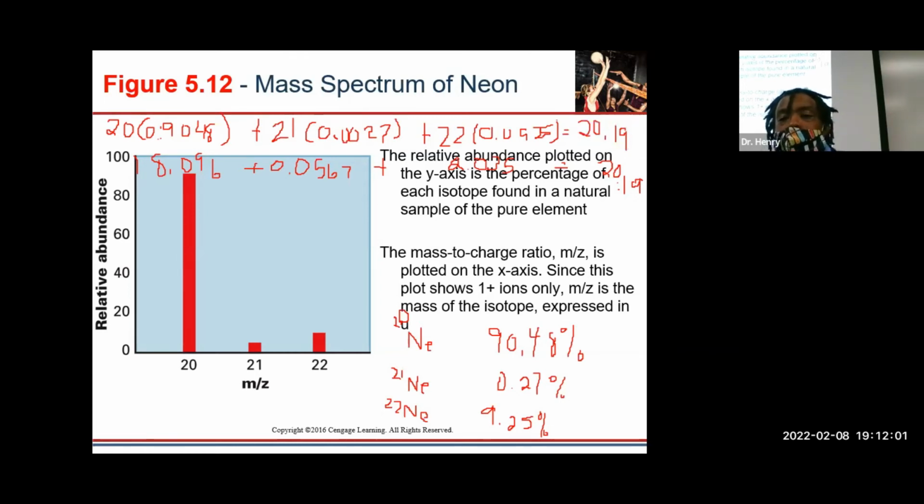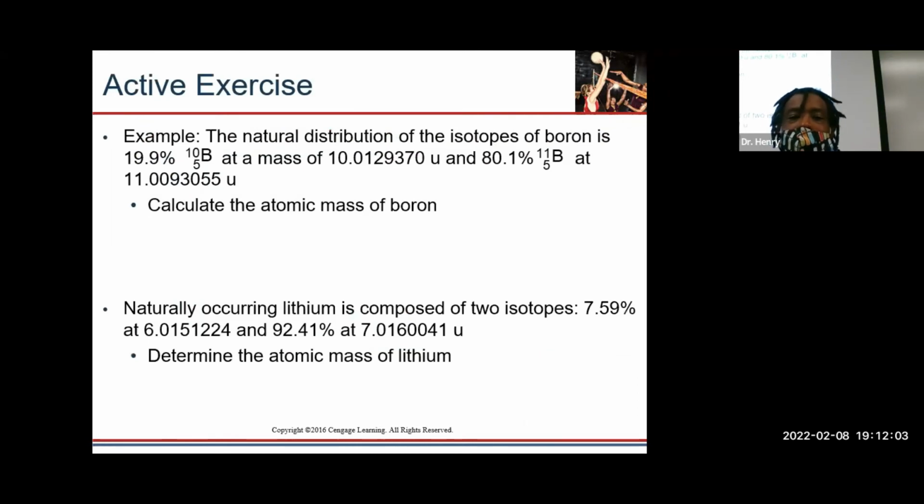Now, let's see if you guys can do the same thing. The natural distribution of the isotopes of boron is 19.9% of boron 10 at a mass of 10.012937 units and 80.1% of boron 11 at 11.0093055 units. Calculate the atomic mass of boron.